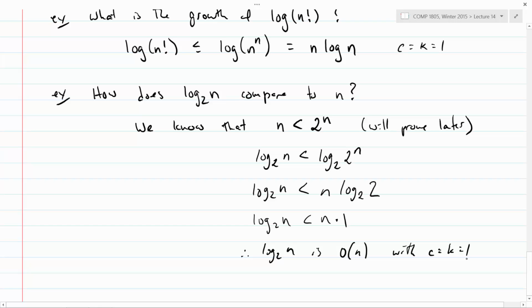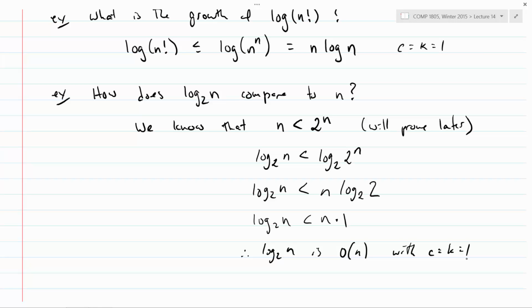Now this is another example that's not terribly informative, because there's a huge difference between log n and n, right? Just like there's a huge difference between n and 2 to the n. So you wouldn't say this, but it is correct. And you can tell that it's probably correct by a wide margin, because when c and k are both 1, that's usually a hint that this is somehow more obvious. Not always, but it's a good hint.